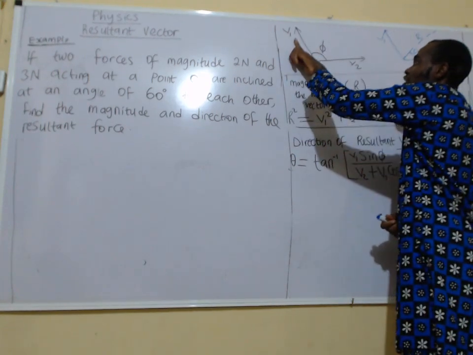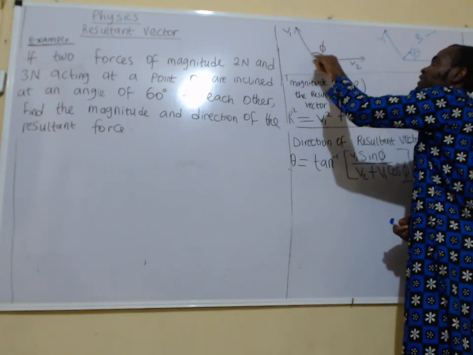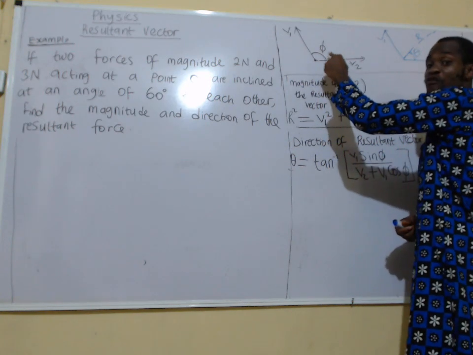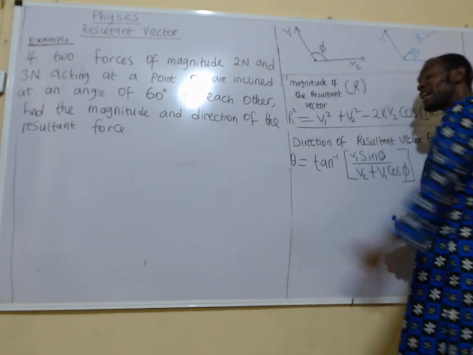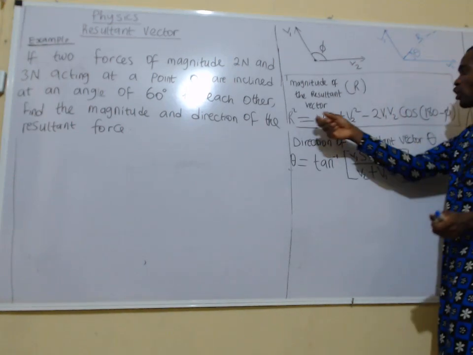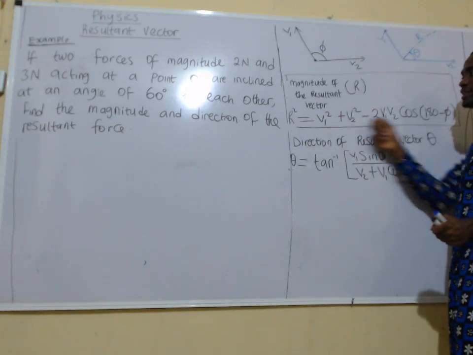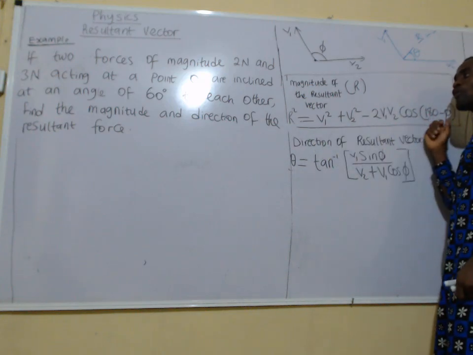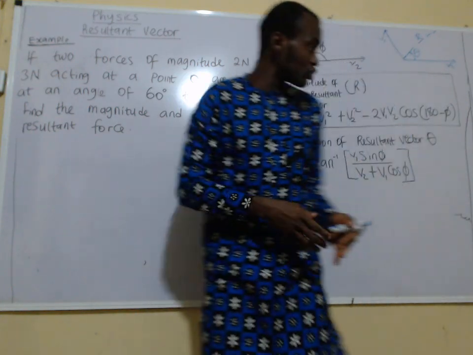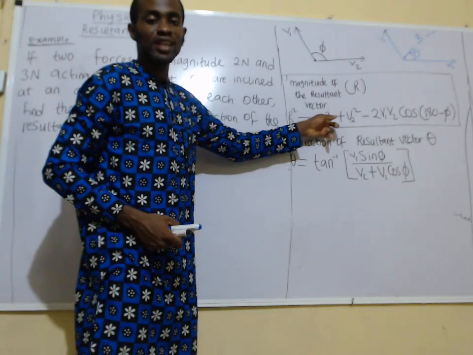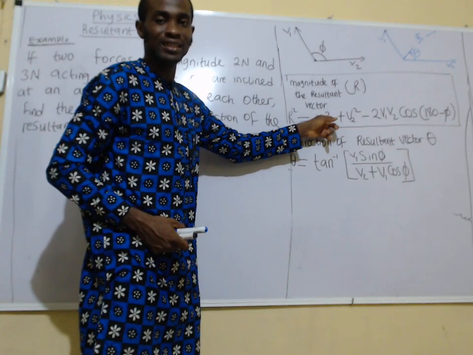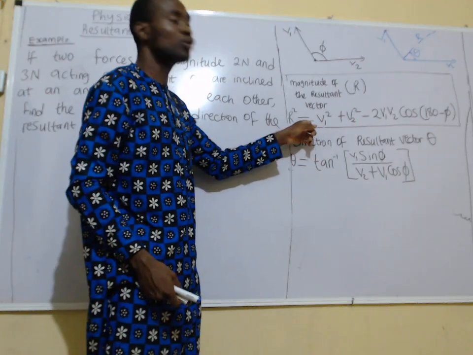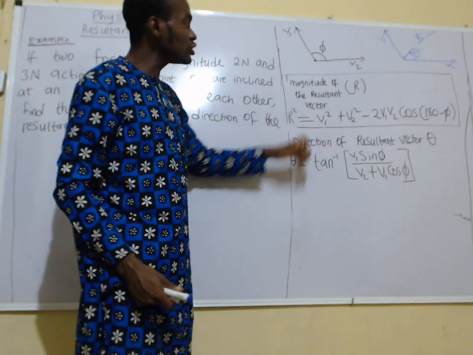You have one vector here, you have vector 2. They are acting at this point at an angle, they are inclined at an angle phi. To find the magnitude, we just employ this formula right here. This will give us the magnitude of their resultant vector. So anytime you have two vectors acting at a point at an angle that is different from 90 degrees, employ this formula to get its magnitude.